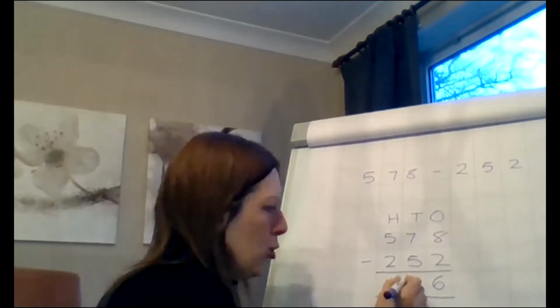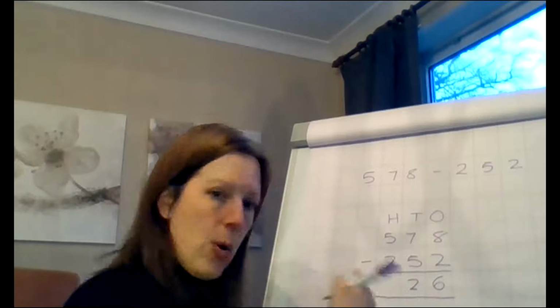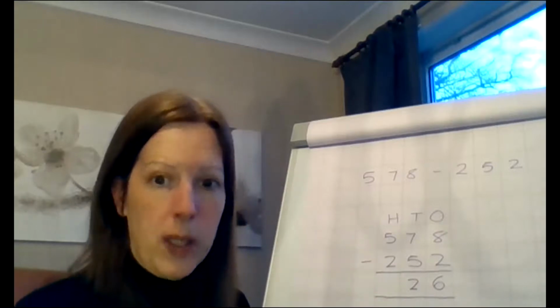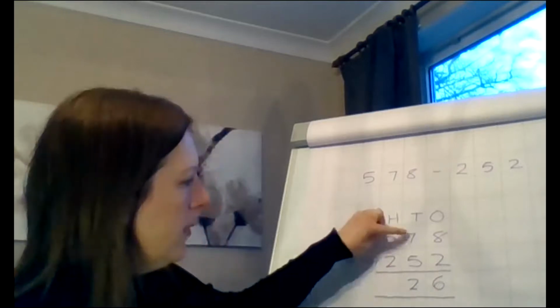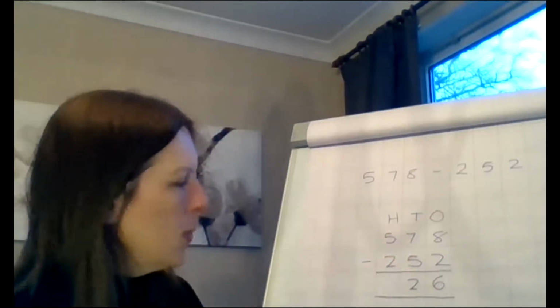So I'm going to write 2. So I know that's 2 tens, which is 20, because it's in my tens column. Okay, but I've got the number 2 down. 7 take away the 5 tens is the 2 tens.